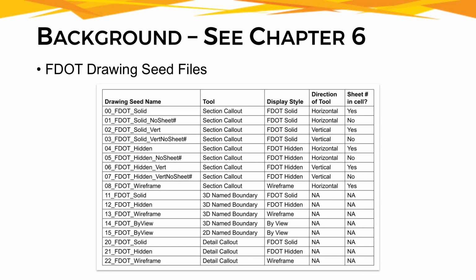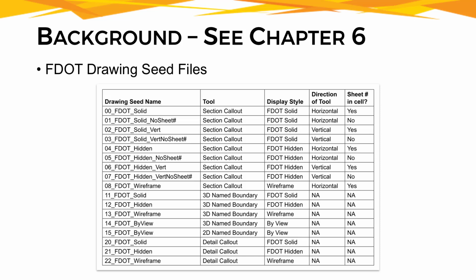These are the available FDOT drawing seeds. The drawing seeds control various drawing model properties such as the display style of the saved view reference, whether it's hidden lines, solid lines, or wireframe. It controls the reference presentation setting, the clip volume settings, synchronized view settings, etc., and the detail symbol style, so the section callout arrows, the drawing boundary view titles, etc.